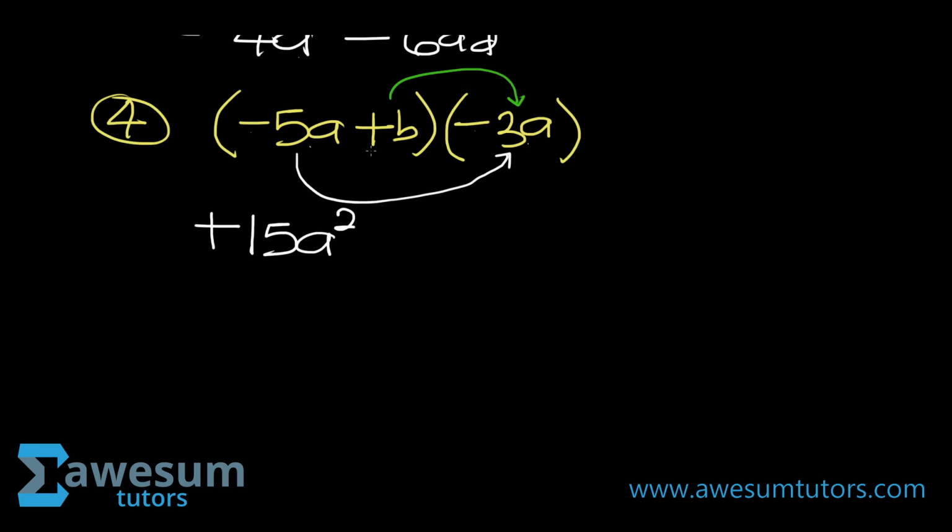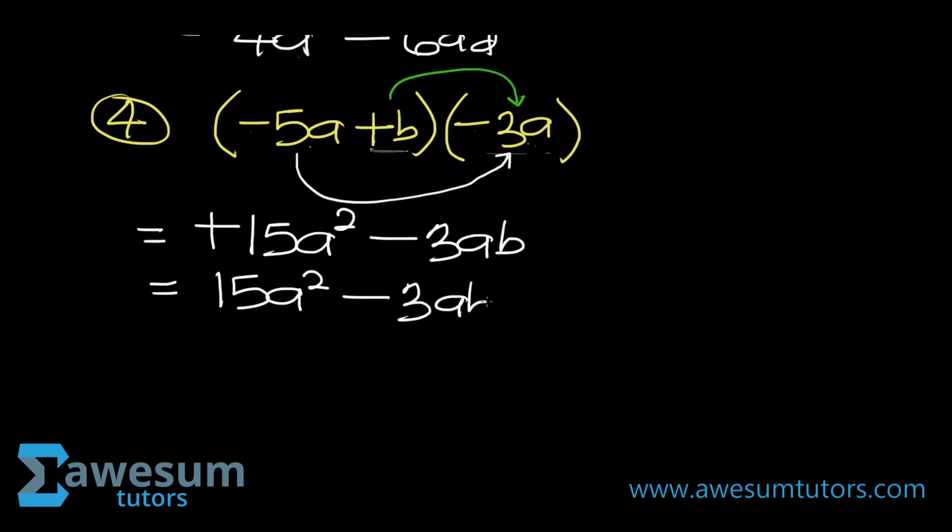The next one is plus b multiplied by this. So this positive sign times this negative sign is going to give you a negative sign. b times 3a will give us 3ab. Very good, guys. So I can rewrite this, instead of writing positive 15a squared, as just 15a squared, because it is the same thing. So now you have minus 3ab. Very good, guys.